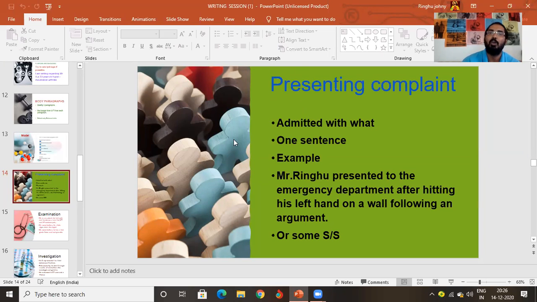Or else you can say, Mr. Ringu presented to our hospital, or presented to hospital, with the signs and symptoms suggestive of COVID-19.